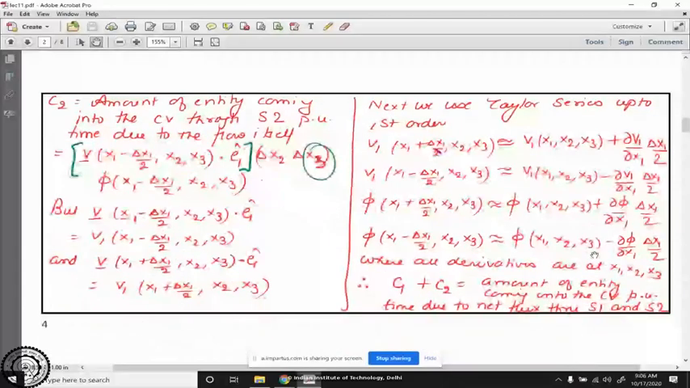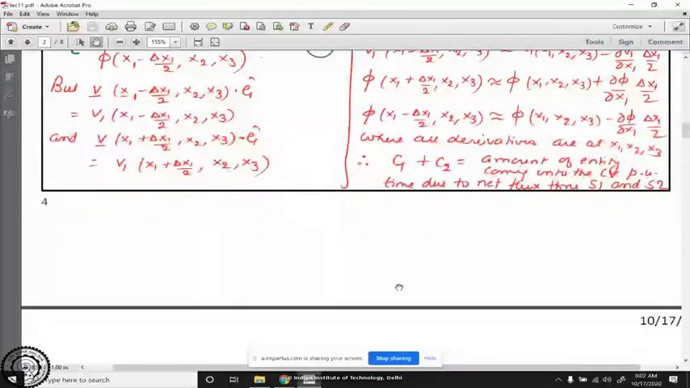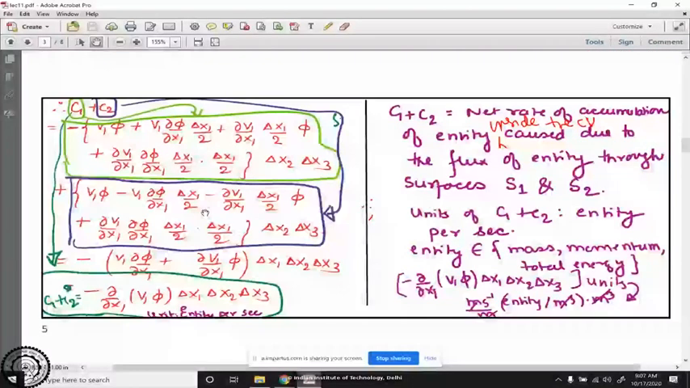So let's take these expressions from the Taylor series approximation and put them in C1 and C2 combined. So I'm treating C1 and C2 together now. This is the new slide. This is the first slide for today's class. C1 plus C2 will be what I have written here.